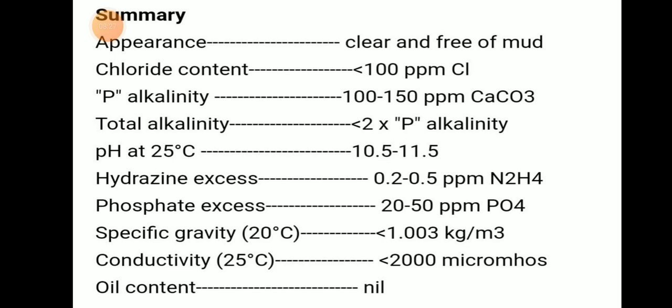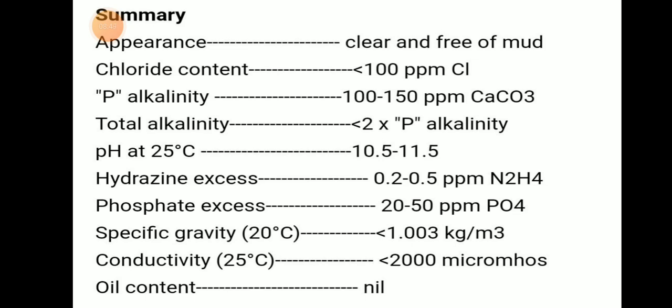So we can summarize. For boiler water treatment, the appearance should be clear and free of mud. Chloride content should be less than 100 ppm. P alkalinity should be 100 to 150 ppm CaCO3. The total alkalinity will be less than 2 times P alkalinity. Then pH at 25 degrees Celsius should be 10.5 to 11.5, so it should be alkaline.